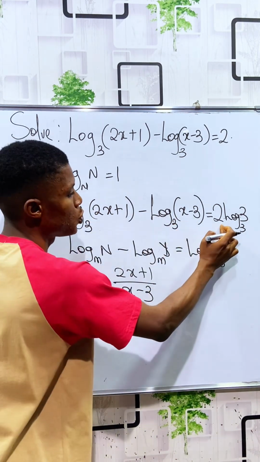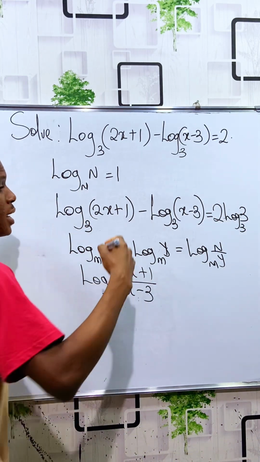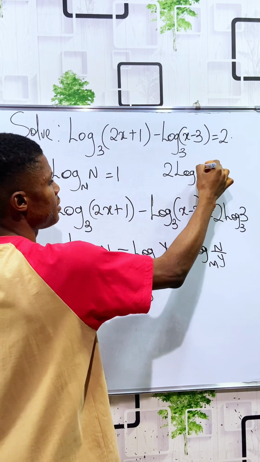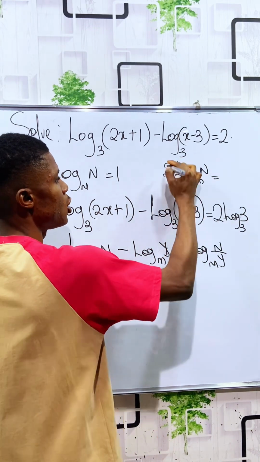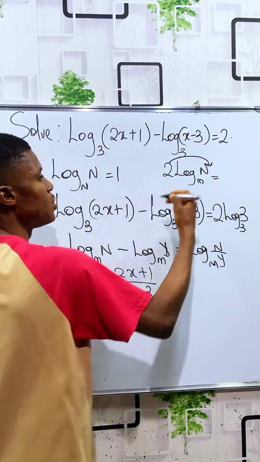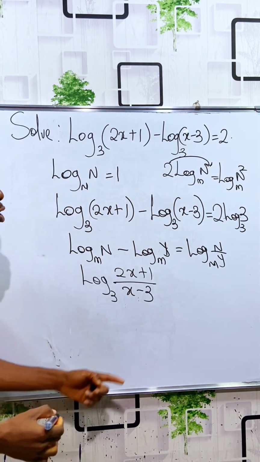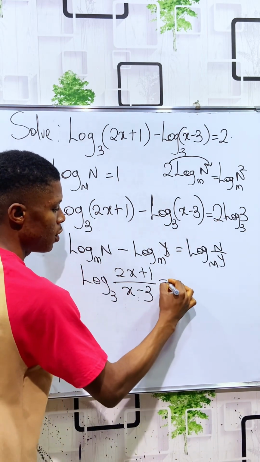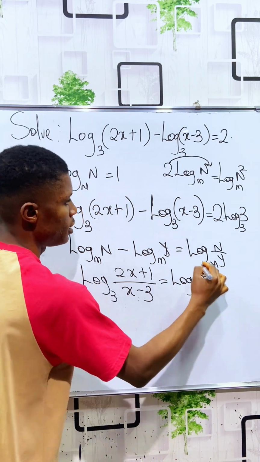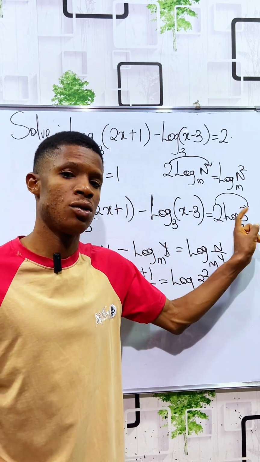And again, we have 2 log to the base of 3. Another rule of logarithm states that when a number is multiplying a logarithm, it is the same thing as expressing the number as the power. So we have it to be log to the base of n squared, just like this. So we can now write this term as log to the base of 3, then 3 squared. The number multiplying the logarithm serves as the power to the number.